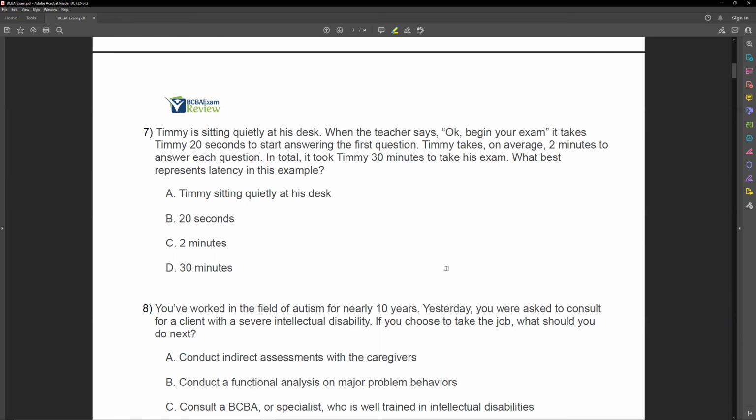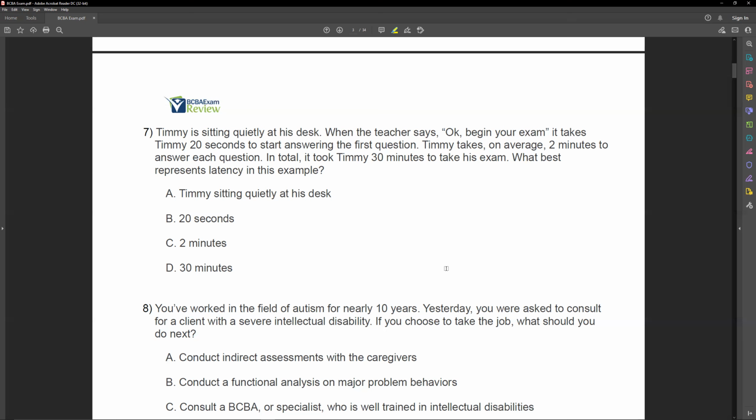Is 20 seconds a good example of latency? Sure. The SD is begin your exam. The time between the SD and Timmy starting to answer the question, 20 seconds. Looks like latency to me. Very good. So B is our answer. Always read all your answer choices. You want the best answer.